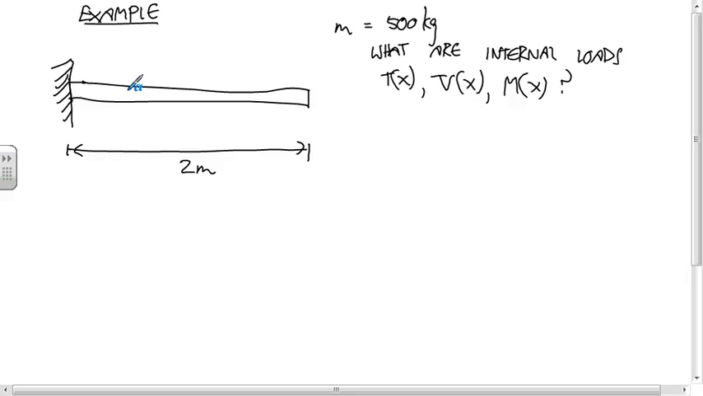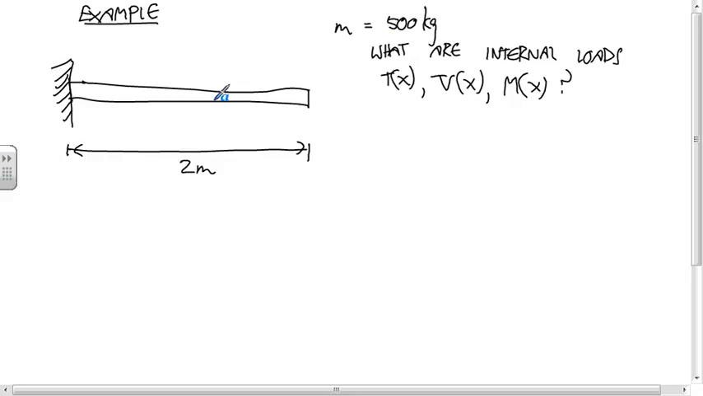The weight is a distributed load. So the first thing we have to do is represent this weight as a distributed load. How are we going to do that? That's exactly right. And that's a mass. So the weight would be 4,905 newtons. And we know that it's a total of 4,905 newtons for 2 meters.